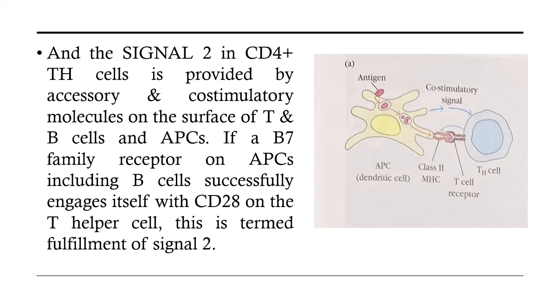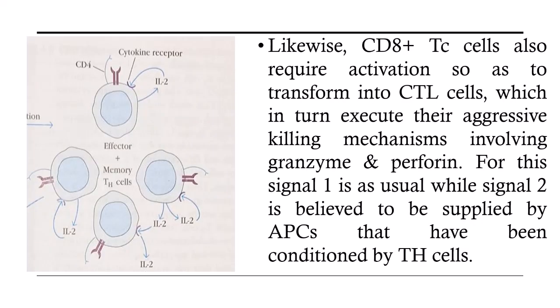And the signal 2 in CD4 plus T cells, that is TH cells, is provided by accessory and co-stimulatory molecules on the surface of T and B cells as well as APCs. If a B7 family receptor on APCs including B cells engages itself with CD28 on the T helper cell, this signifies successful signal 2.